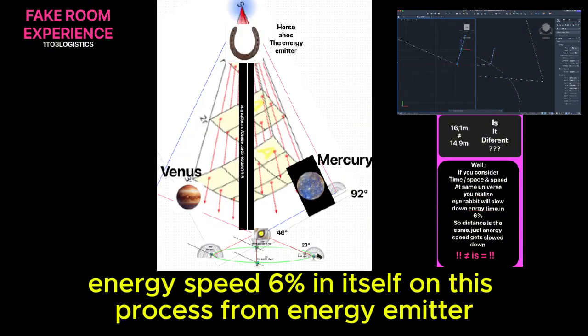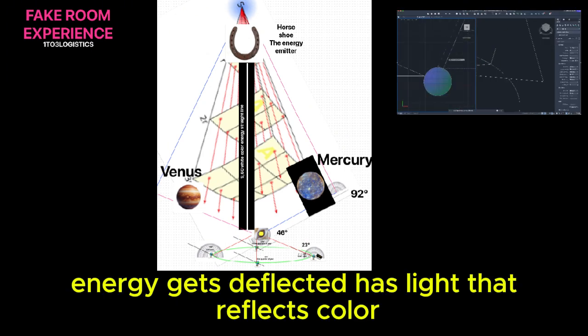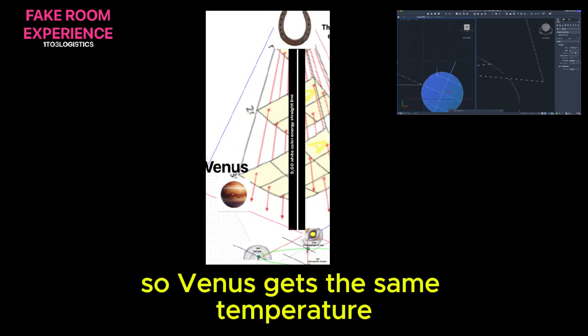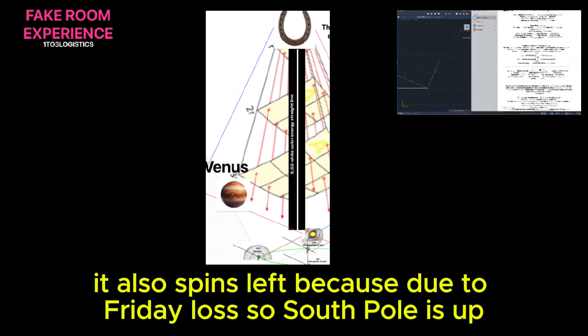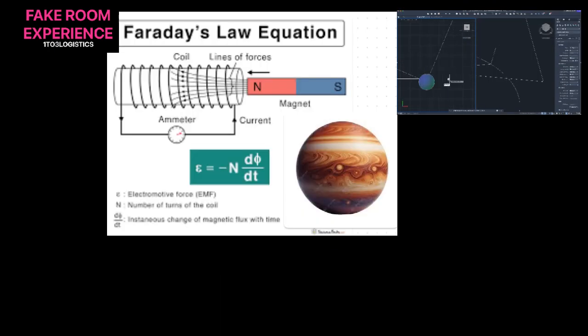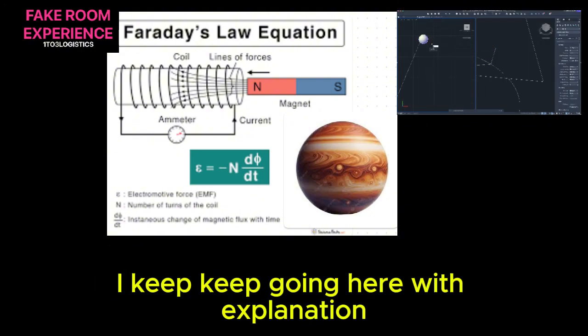In this process, from energy emitter deflection into the rabbit eye, energy gets deflected as light that reflects color after hitting any given texture on our planet. So Venus gets the same temperature night and day because it's in the middle of this energy conveyor. It also spins left due to Faraday laws, so with the South Pole up, we'll have to squeeze energy on the left side. I could keep going here with the explanation.